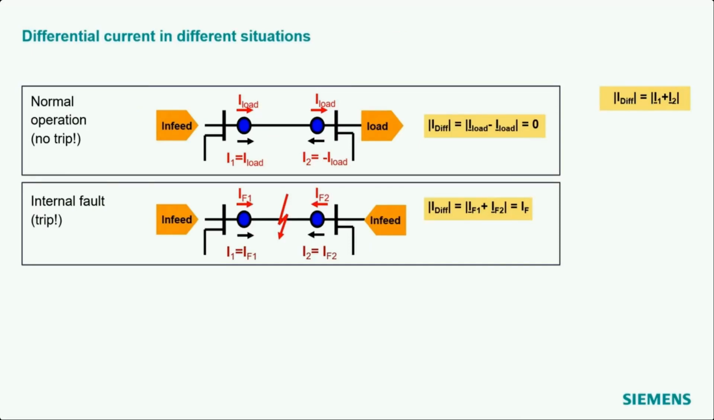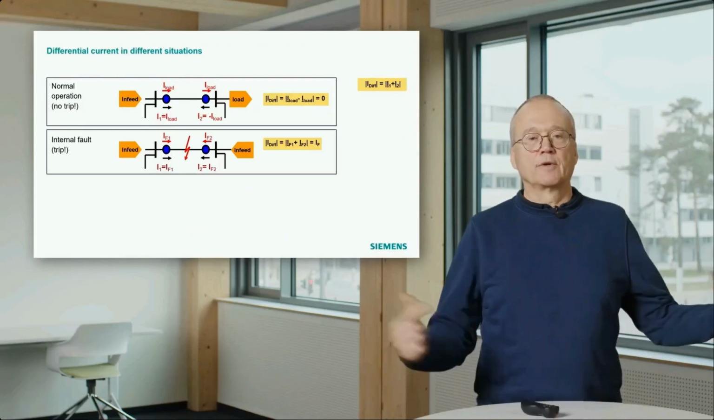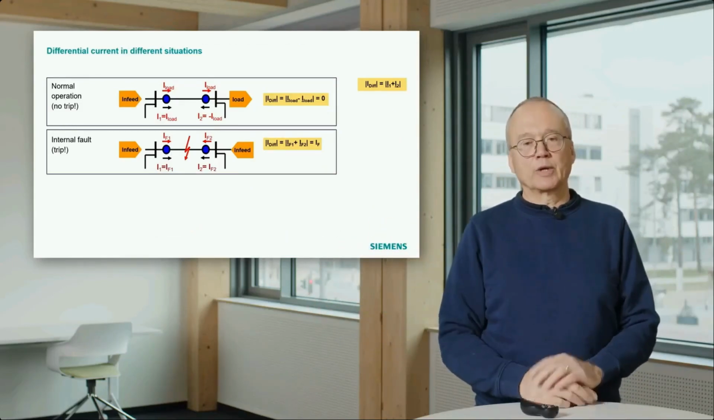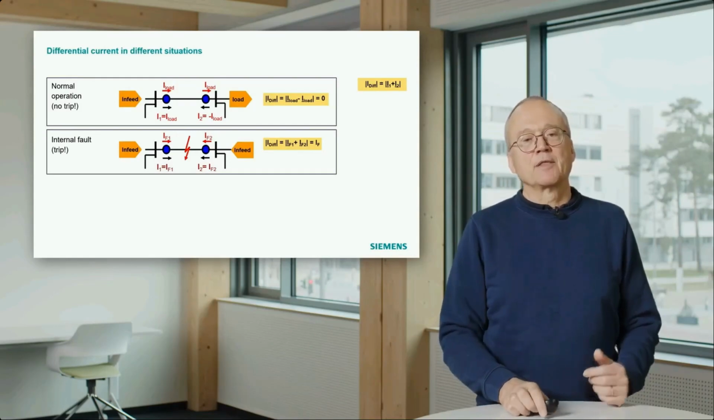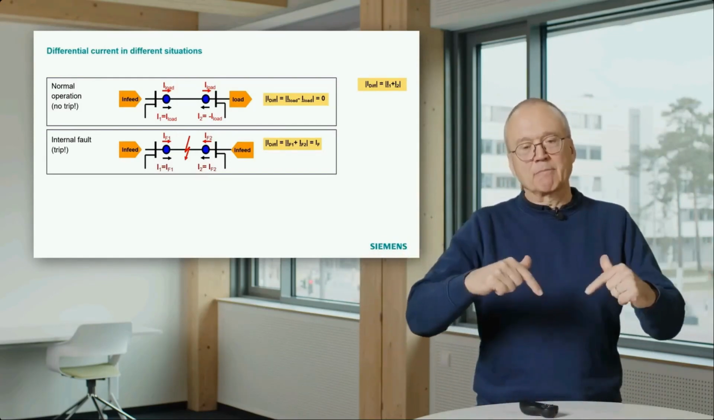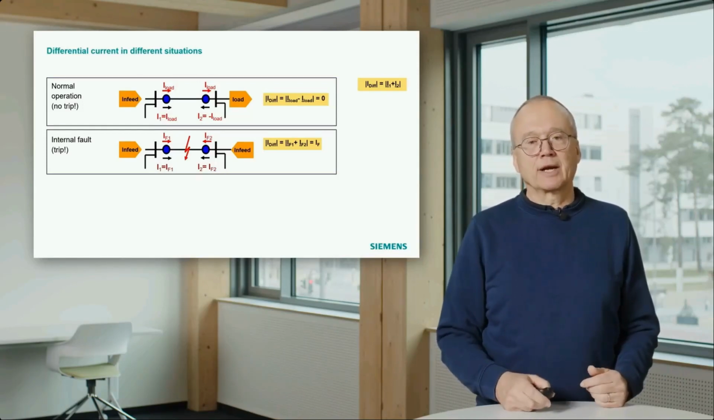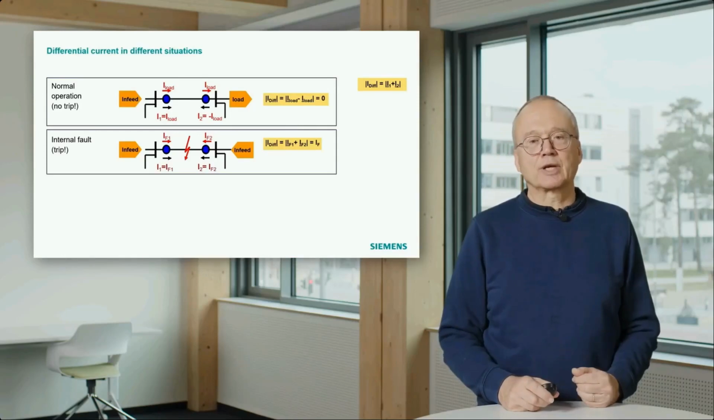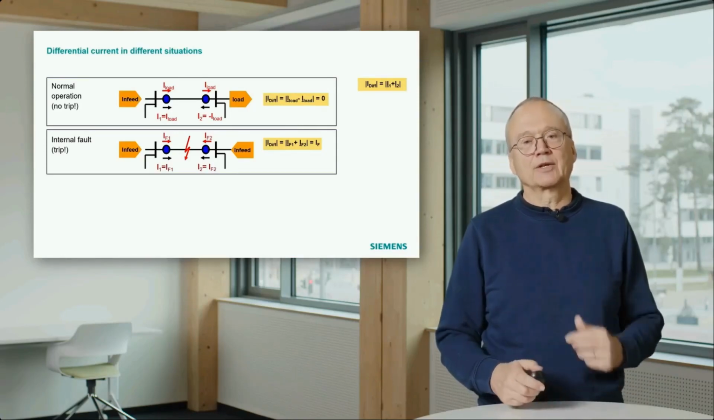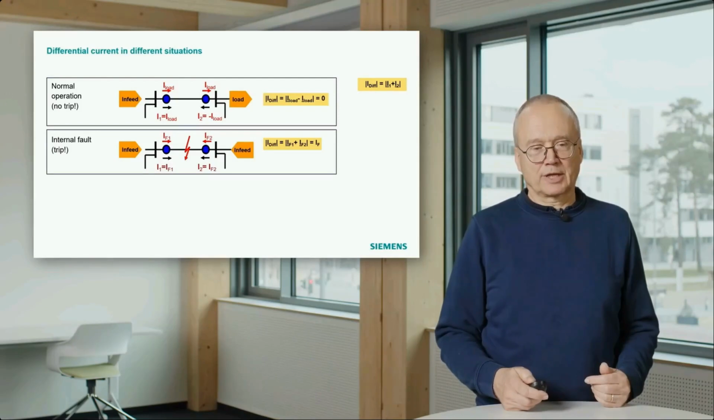Then we have the situation with an internal fault. That means we have a short circuit on the line, phase to ground or between phases, whatever. Remember, this principle is always applied phase by phase. And what is the situation there? We have short circuit current flowing into the line from both sides. That means both current transformers measure incoming current, and if we sum up these two currents and calculate the differential current, we find that the differential current is equal to the fault current.